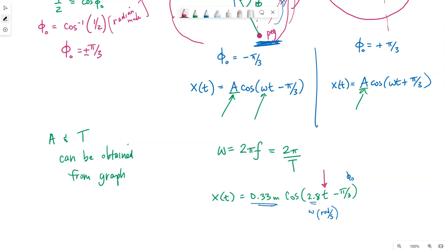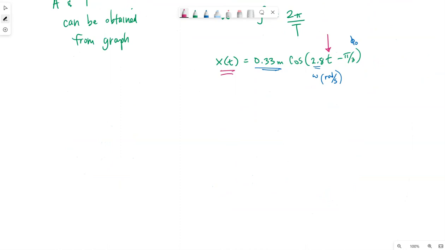Which means we could then plug in anytime we want and find where that oscillator is at that moment in time. So any ideal oscillating system is going to have a position described by something along these lines, the A cosine omega t minus, plus or minus essentially phi naught. We ended up with minus in that particular situation.